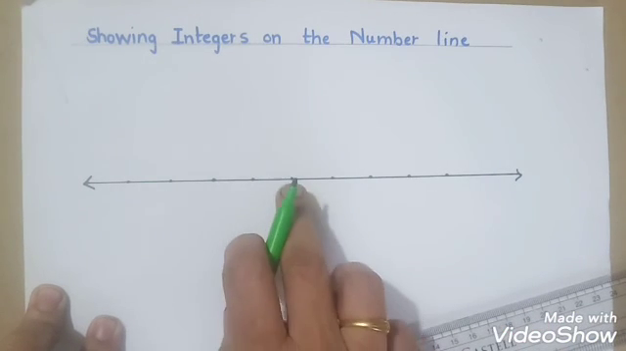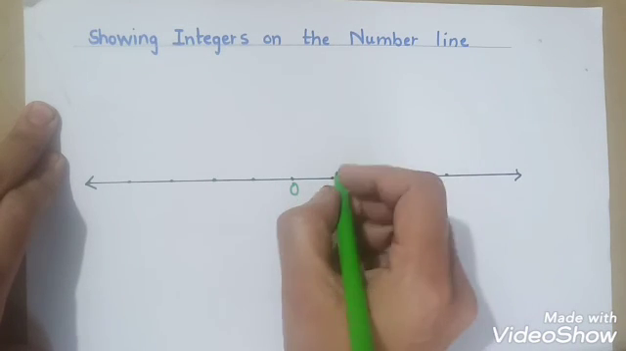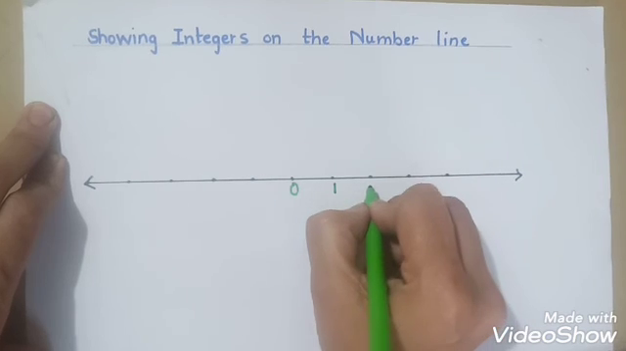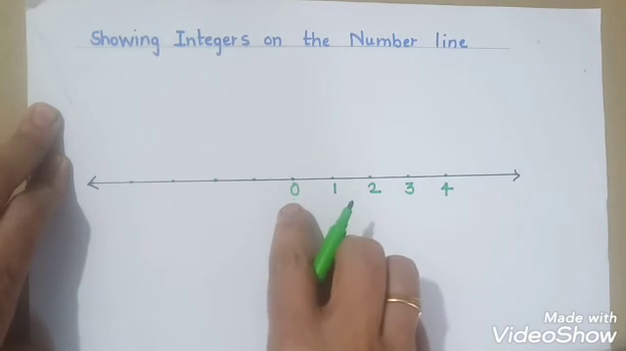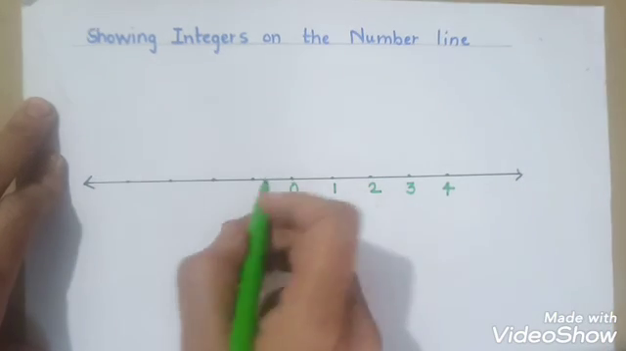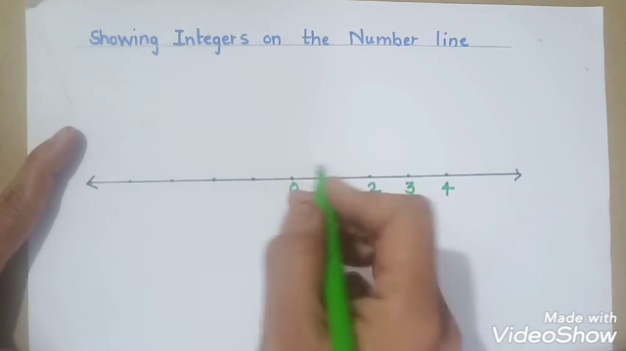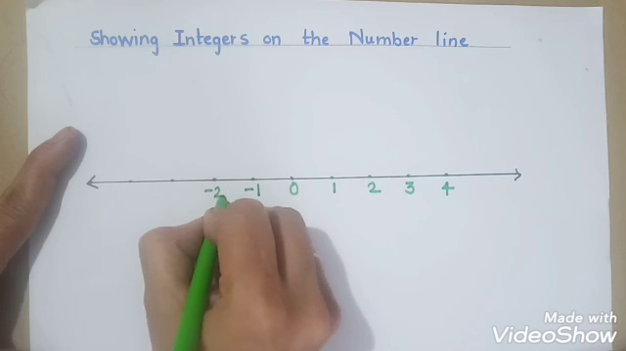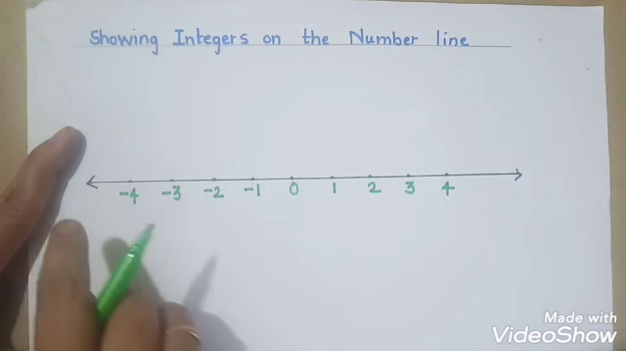Now the numbers on the right side of the origin are positive numbers. So we are giving, this is the first point, so this is 1. This is the second point, so this is 2. Like this is 3 and 4. So on the right side of the origin, these are positive numbers, and on the left side of the origin, these numbers are negative. So we are marking them. The first point is -1. This is -2. This is -3. This is -4. The line is endless.